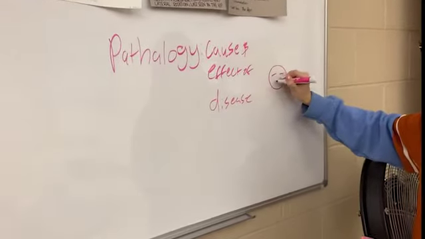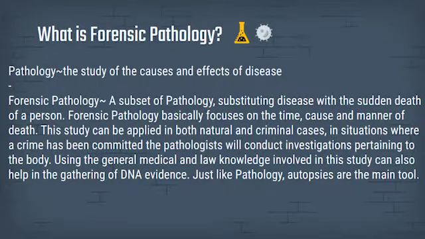Now, what is forensic pathology? Well, to start off, let's break down the word. Pathology is the study of causes and effects of disease. Forensic pathology expands on this by investigating the cause and effects of sudden death. Whether natural or not, the way they do this is by collecting evidence that will then be sent to detectives and other forensic labs for testing and performing autopsies.